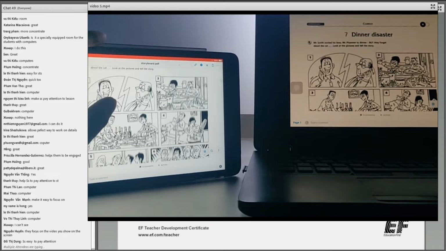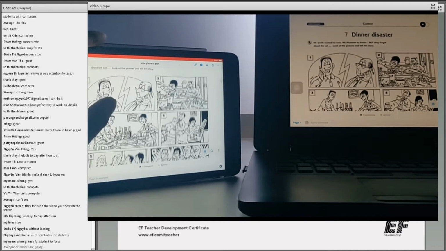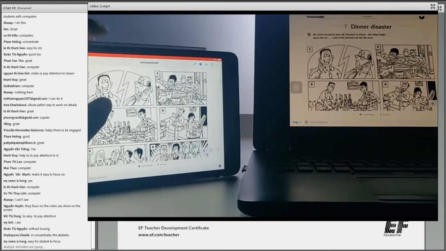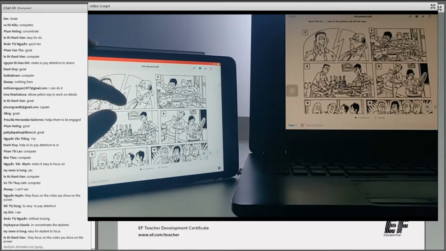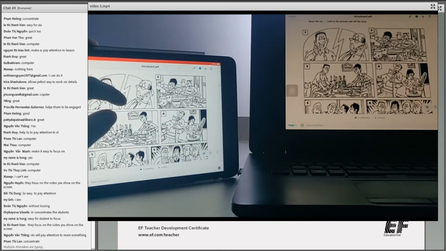So yes, as some people are saying, they focus on the video that you show on the screen. It's easy to pay attention for the students. Yes, it helps the students to pay attention. It also makes them concentrated, exactly. Yes, that's exactly the right idea. So we're using technology to focus the students' attention.